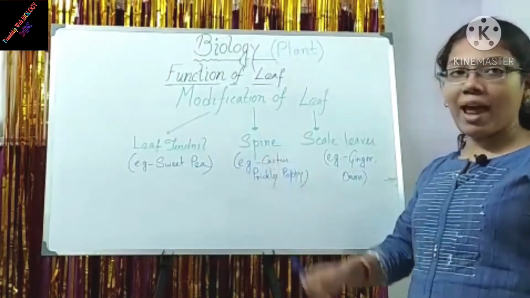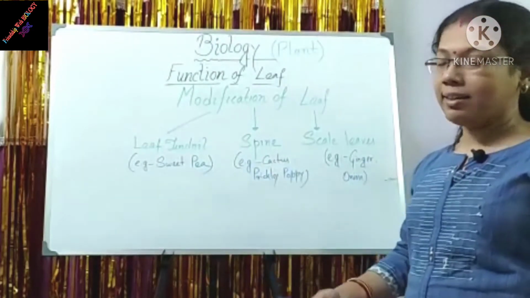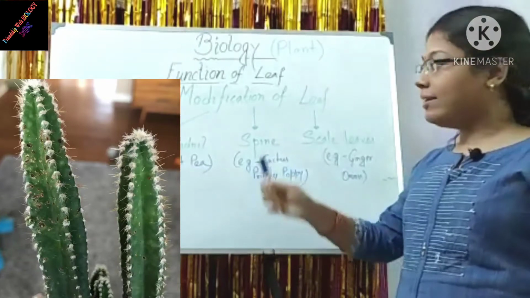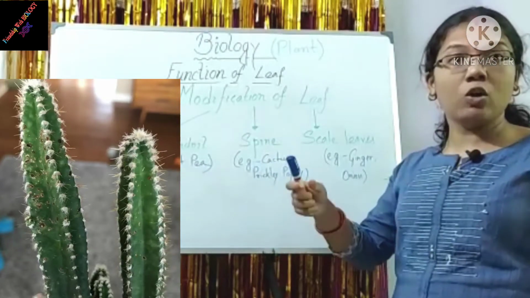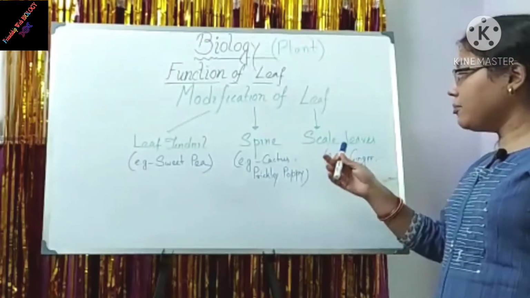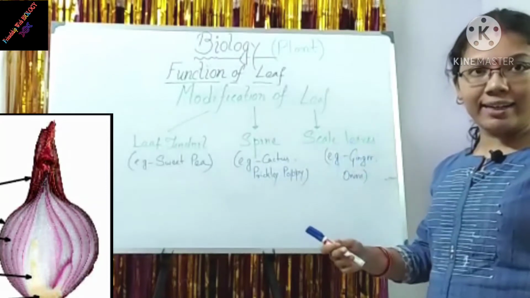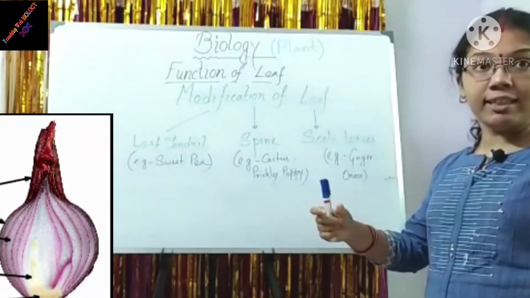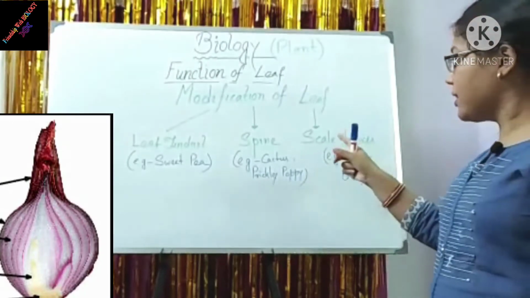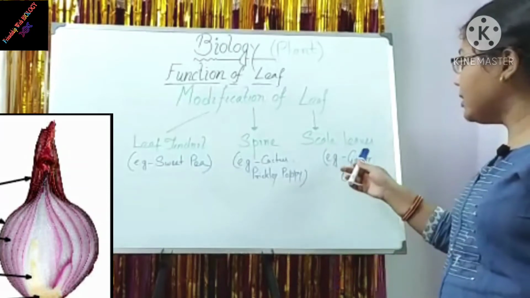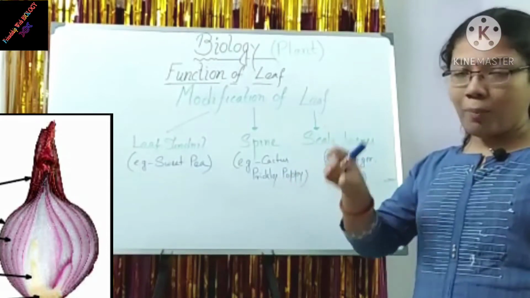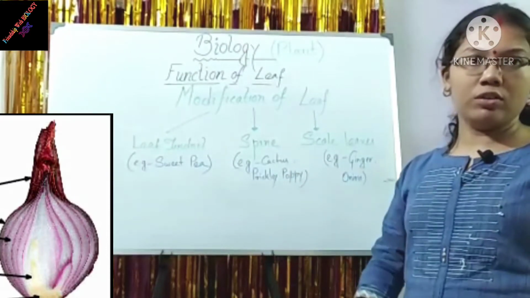Then, in some plants, leaf is modified into spine. This is found in cactus and prickly poppy plant, and this spine helps to reduce loss of water. In case of a few plants, leaves are modified into either thick and fleshy or thin and dry scale leaves. This is found in ginger and onion. It provides protection to bud and also stores food.